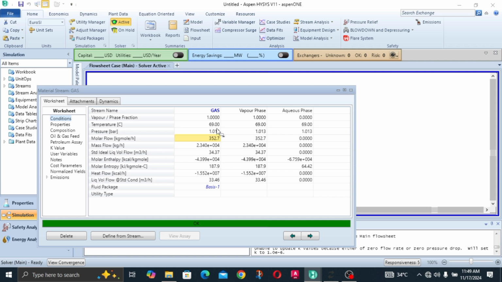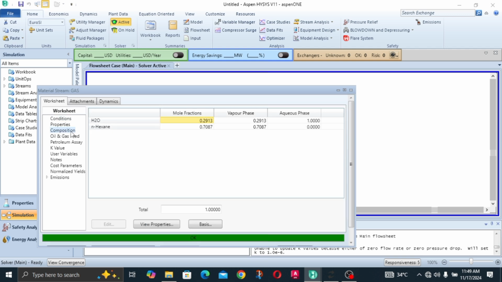Unlike our scenario earlier where we had zeros, this time around we do have a gas because we have a mixture, 70% gas and 30% liquid entering the separator. So let's check our composition. And as you can see, we do have 70% hexane and 29% H2O.